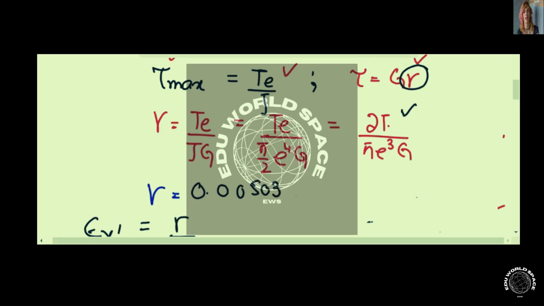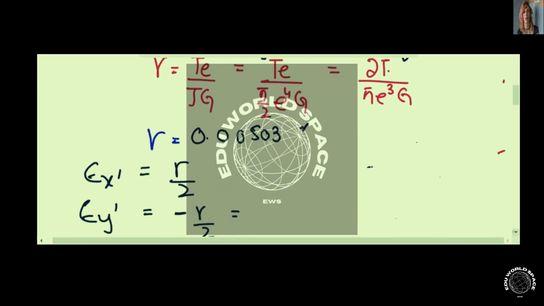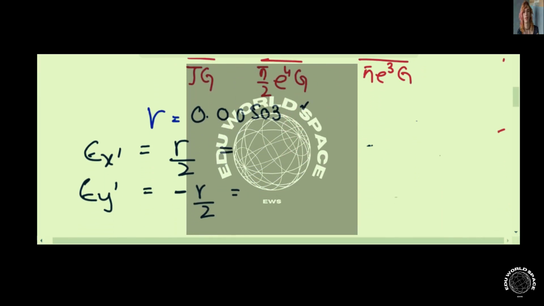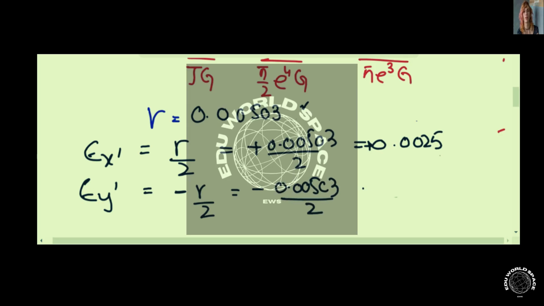0.00503, right? So just plug it back in equations number 1 and 2 and we'll get that it is equal to positive 0.00503 divided by 2. So that is equal to positive 0.0025, and this is equal to negative 0.00503 divided by 2. That is equal to negative 0.0025, right? So this is your solution.